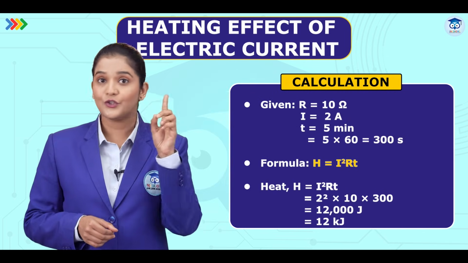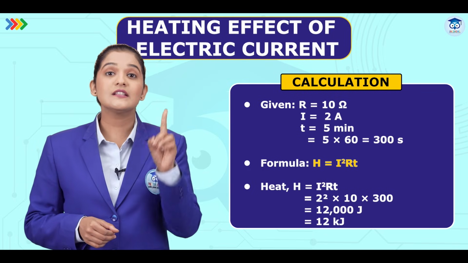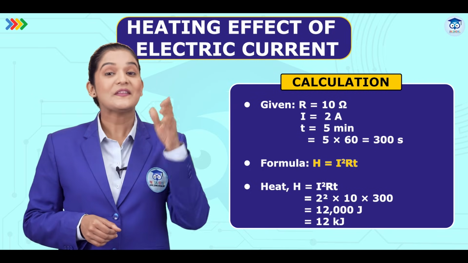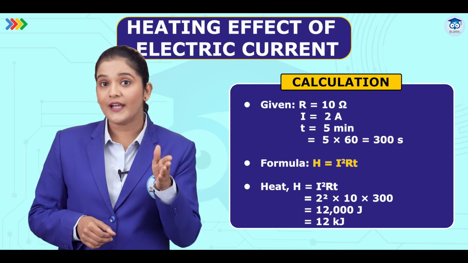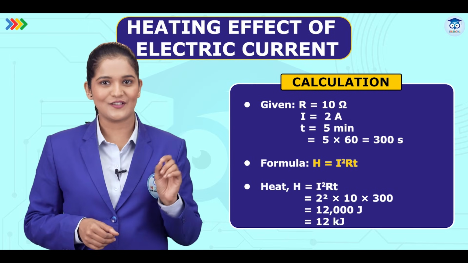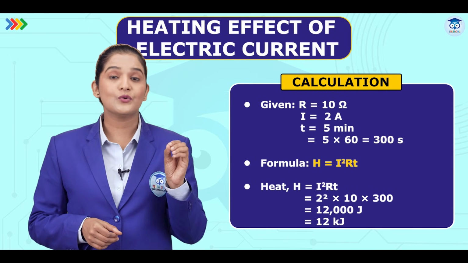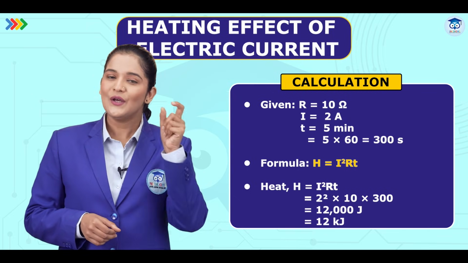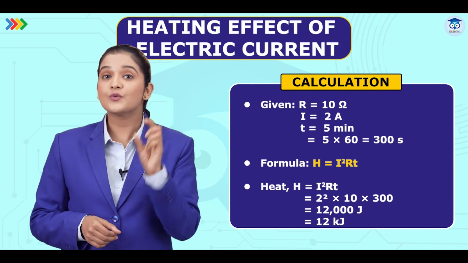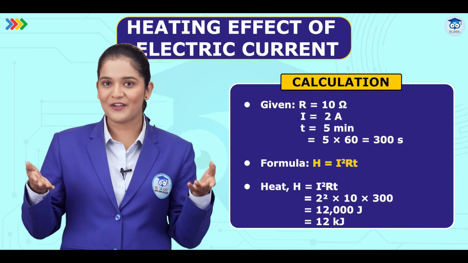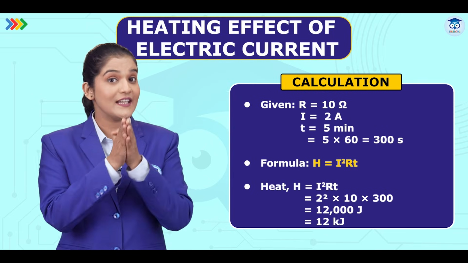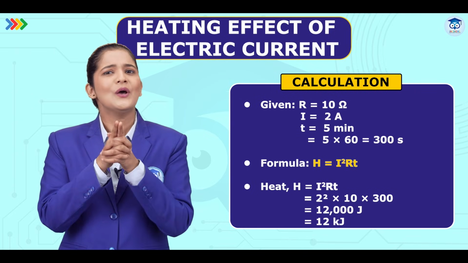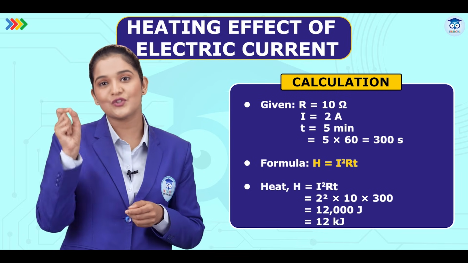Substituting these values into the formula, H equals I squared times R times T, we get H equals 2 squared into 10 into 300. This simplifies to H equals 4 into 10 into 300, which gives us a result of 12,000 joules. Therefore, the heat produced by the electric heater in this duration is 12,000 joules, which is equal to 12 kilojoules.